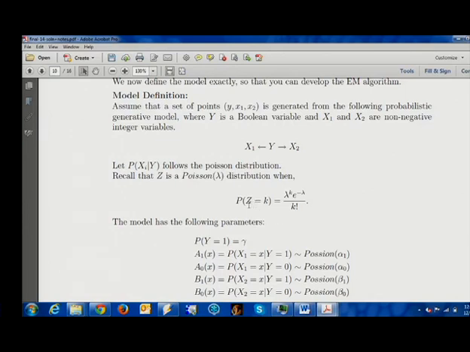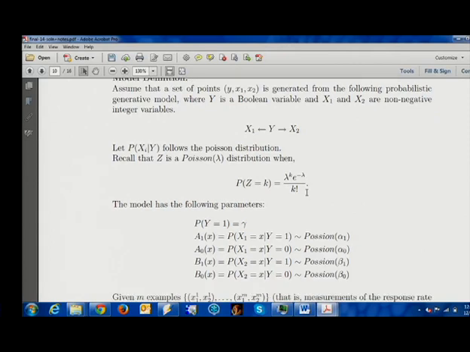So the probability that the firing rate is k is lambda to the k, e to the minus lambda, divided by k factorial, where lambda is the parameter. So this is what defines the distribution. Okay.